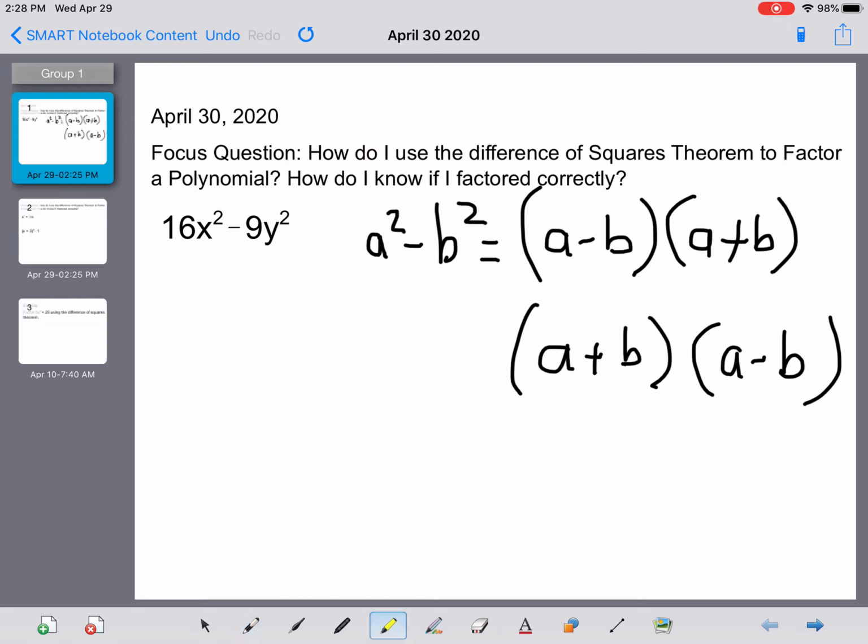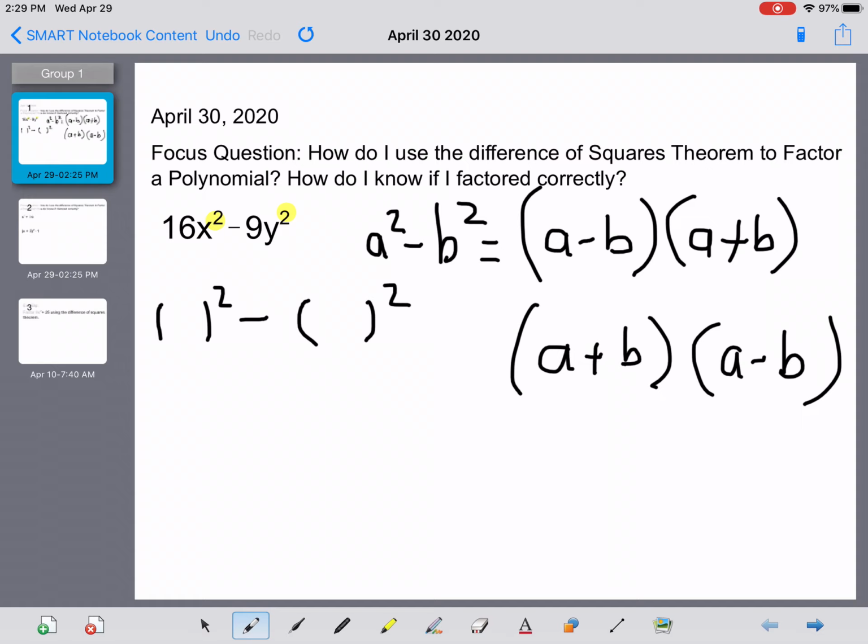Something I want to point out, I saw this in some of your work. Because the x here is squared does not mean the whole term is squared. It just means the x is squared. So if we're using the difference of squares theorem, remember, we want the whole term to be squared. So if I'm rewriting this into the form of a squared minus b squared, I need to do it like this: something squared minus something else squared. So how do I write 16x squared as a number to the second power?